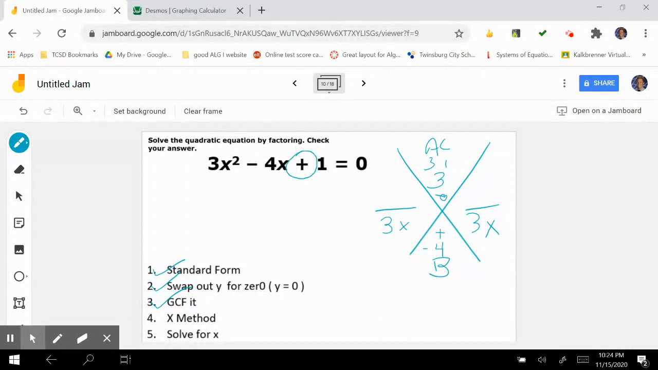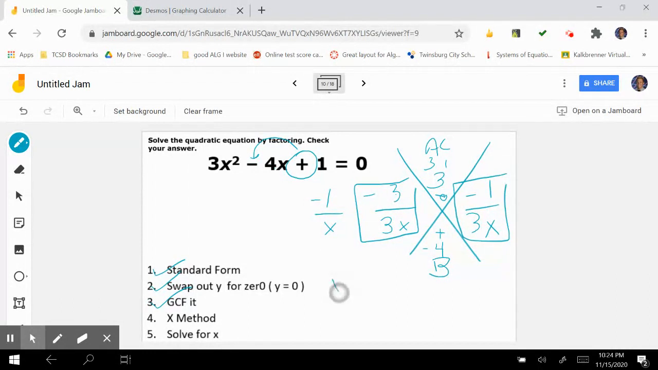So again, because my C value is positive, they're both going to be negative. The only way to get that is negative 3 and negative 1. Because what's negative 3 times negative 1? Positive 3. What's negative 3 plus negative 1? Negative 4. So now we simplify this wedge over here, and we get negative 1 over x, because I took a factor of 3 out. This does not simplify. That's in simplest form.